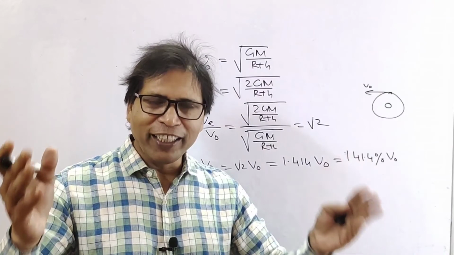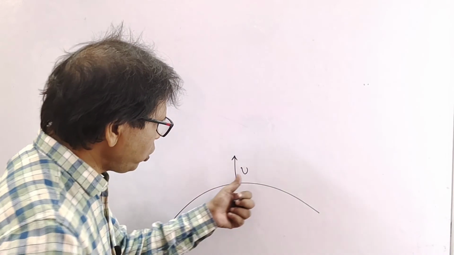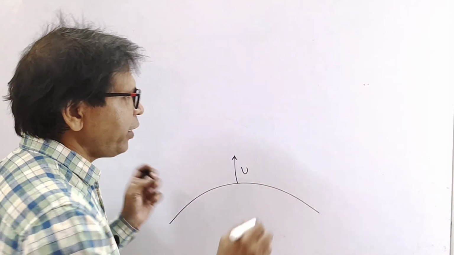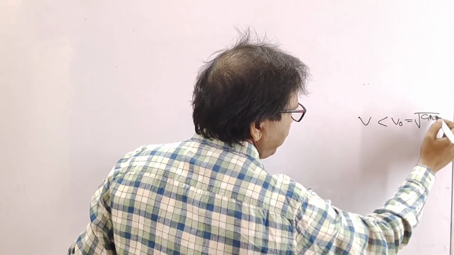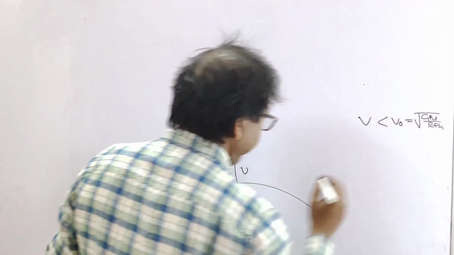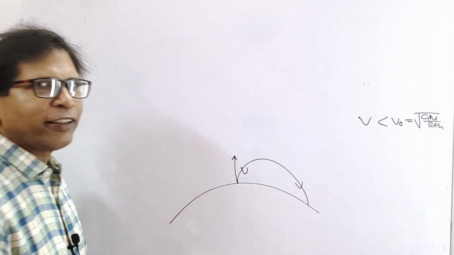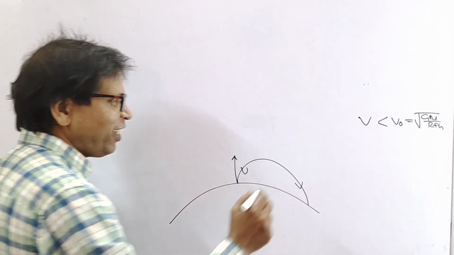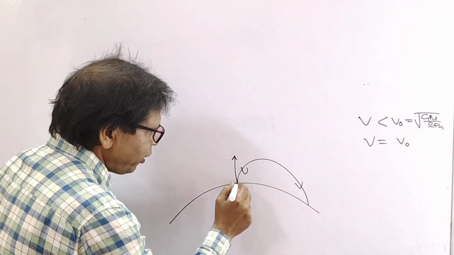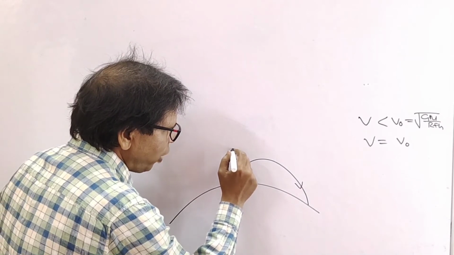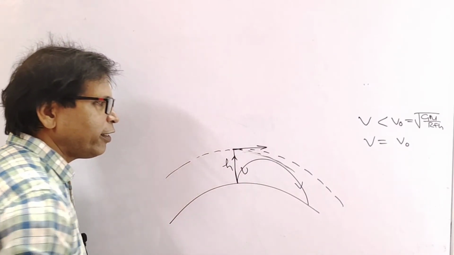Okay. Now the condition to launch a satellite. Suppose a satellite is launched with velocity v. If v is less than orbital velocity, that is v equals root under GM divided by r plus h, then the satellite again reaches the earth's surface in a parabolic path. If v equals v naught, then the satellite revolves in a circular path of height h.